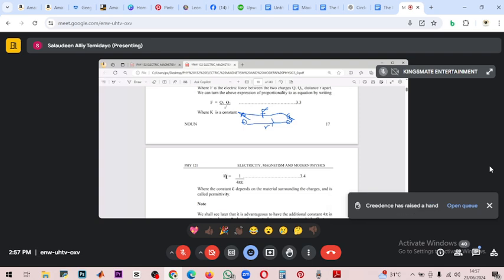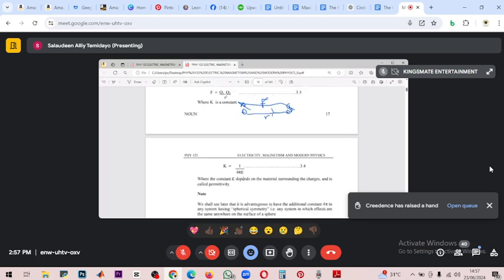So how do they get the Coulomb's constant? It is 1 over 4 pi epsilon. I write it as epsilon naught. That's what everyone writes it as. Epsilon naught is known as the free space permittivity. So if it is in a vacuum, it will be the permittivity of free space.